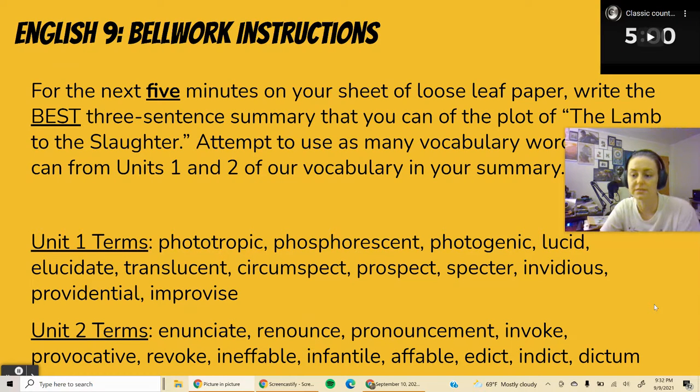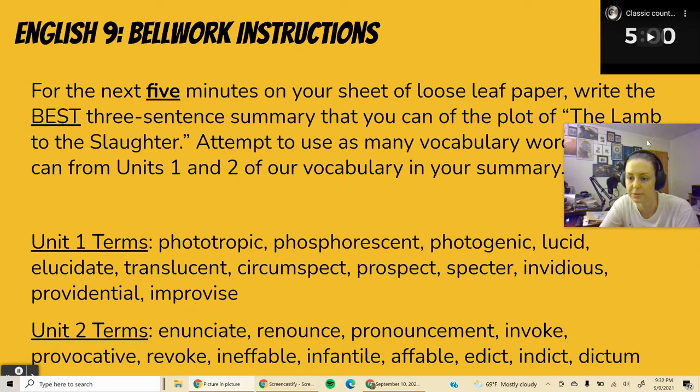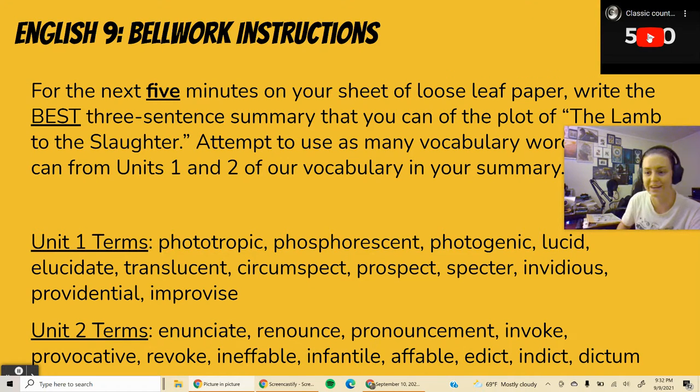So I'm going to go ahead and set your 5-minute timer here. So for 5 minutes, we're really focused on the best 3 sentences that you can come up with to summarize the plot, and as many vocab words as possible in that summary. I'm going to go ahead and start the timer while you guys are doing that. Since I'm not in the room, I can't walk around. I'm just going to sit and read here for 5 minutes. And when the 5 minutes are up, I'll come back and we'll move forward here.